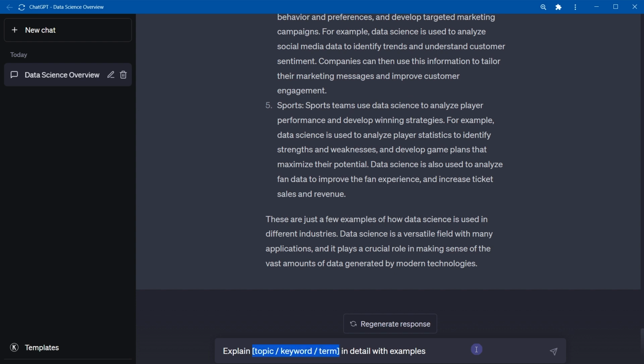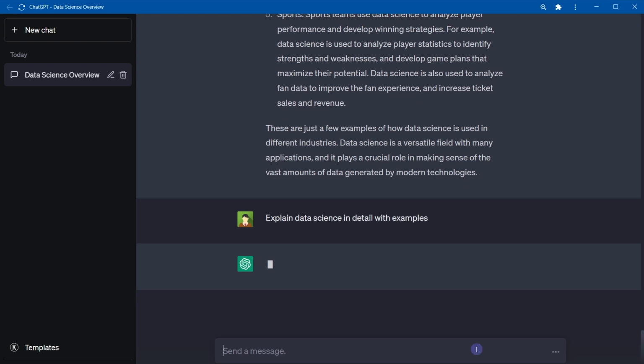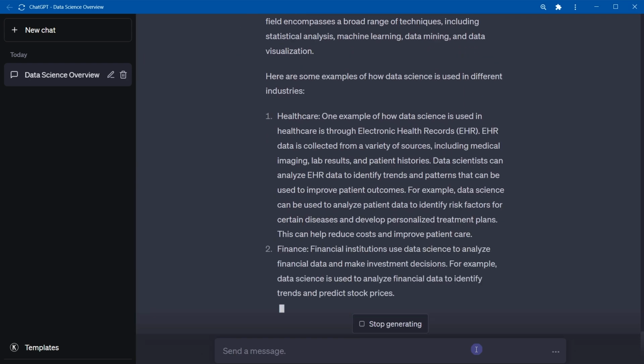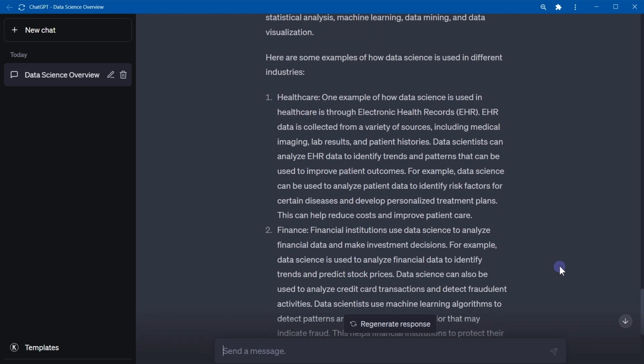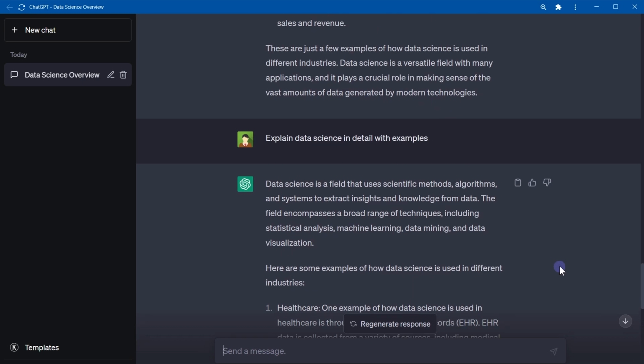We can also mix the prompt, like explain topic in detail with the examples. Here we asked ChatGPT to explain the topic in detail and provide examples. Best to get maximum information about any topic.